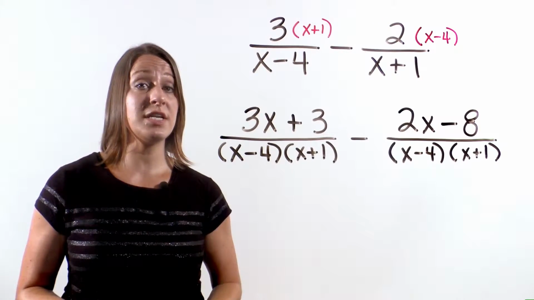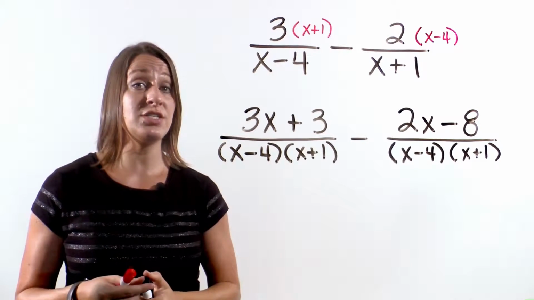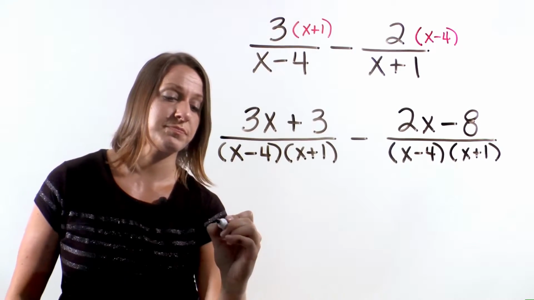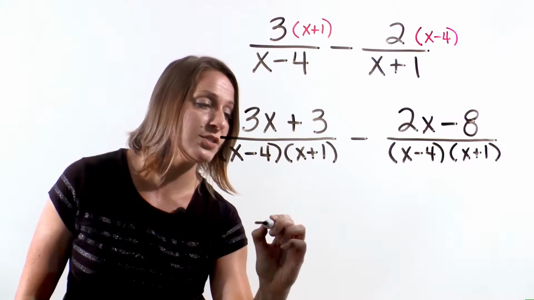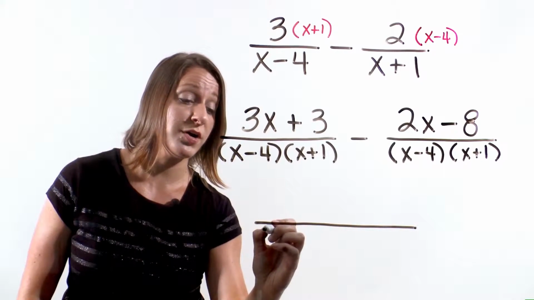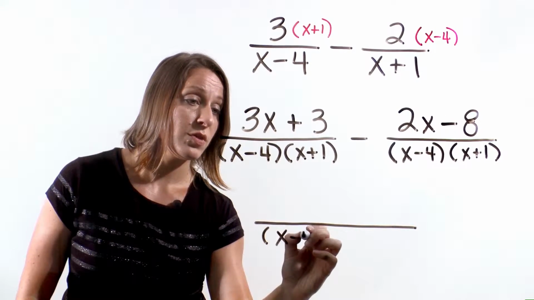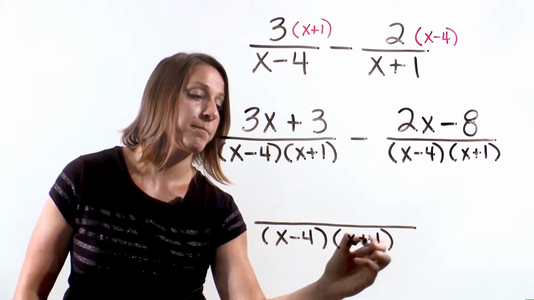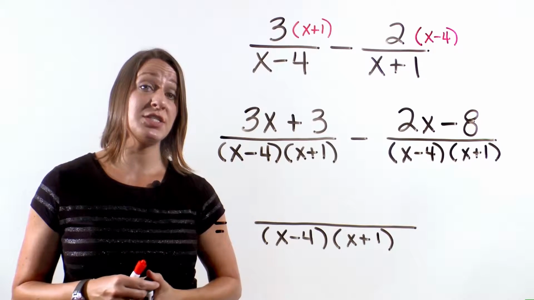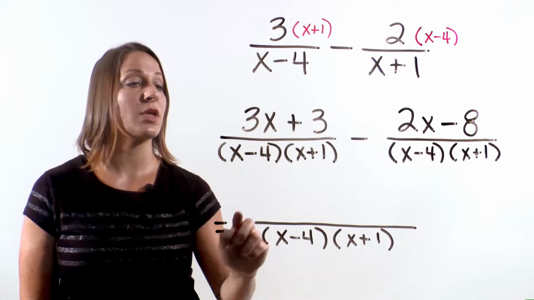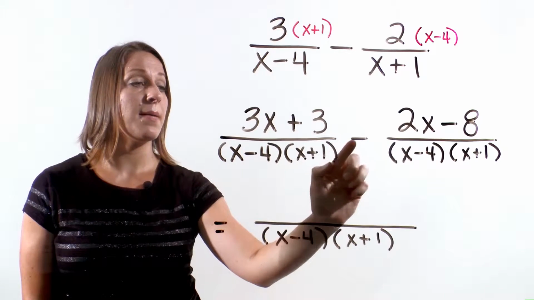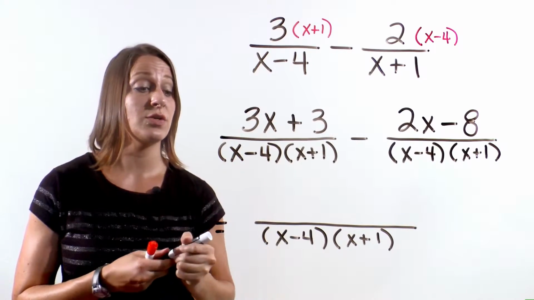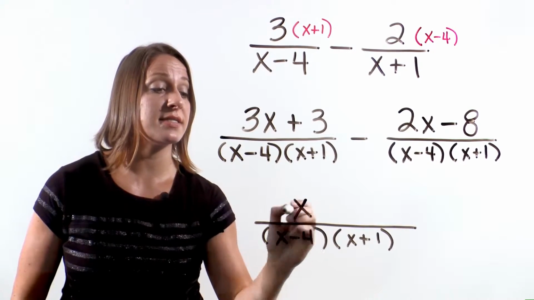Now that we have common denominators and we've made the changes in the numerator, we're ready to subtract. So for our answer, we'll write one fraction bar with our common denominator. And now let's collect like terms across our numerator. We have 3x minus 2x, which is 1x, or you could put just x.